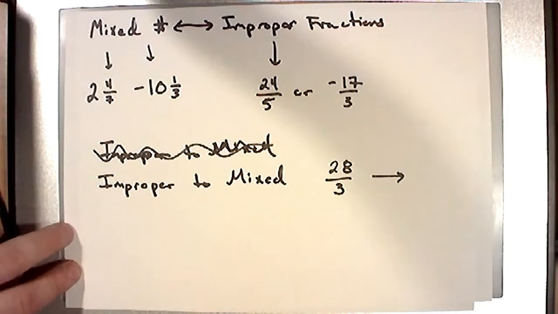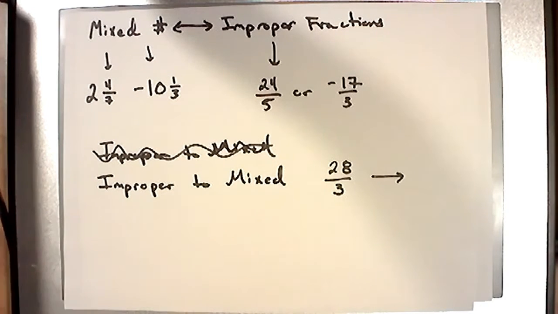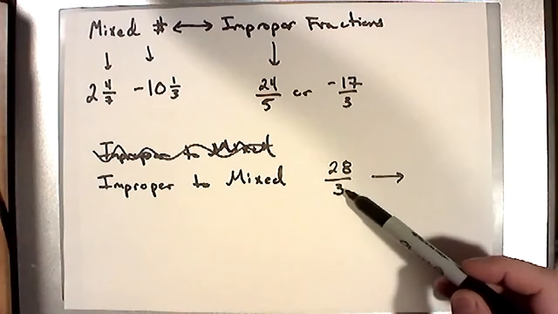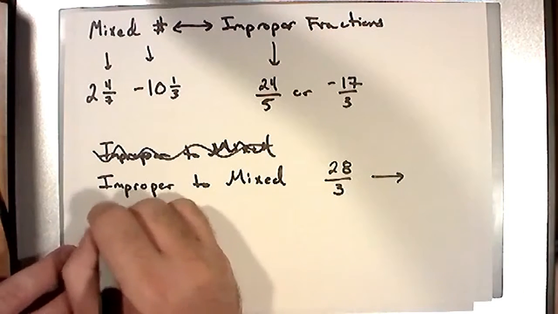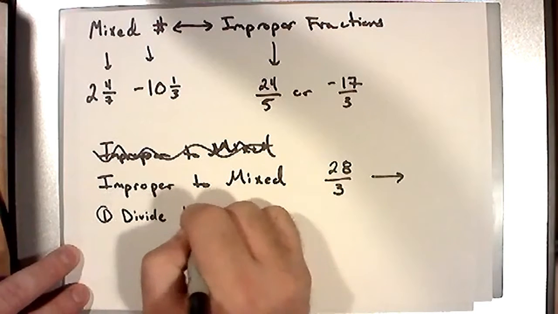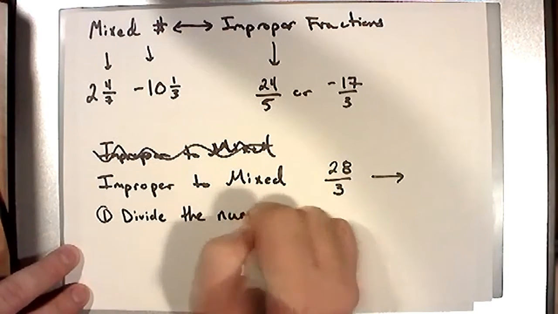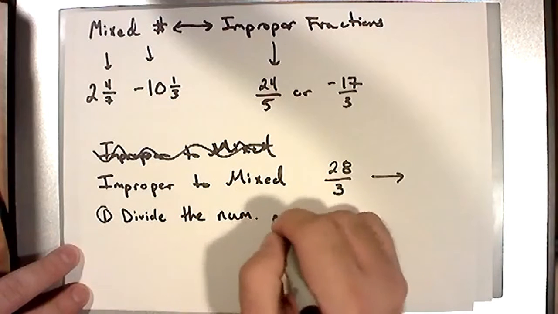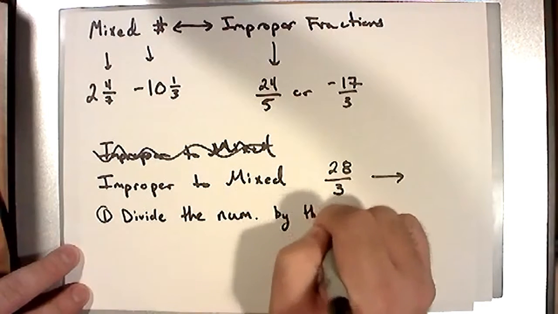All right, so again, the ones above were just examples. This will be the first actual conversion. Remember what a fraction is. This is 28 divided by 3. So the first step about improper is to divide the numerator. I'm going to abbreviate here. Divide the numerator by the denominator.